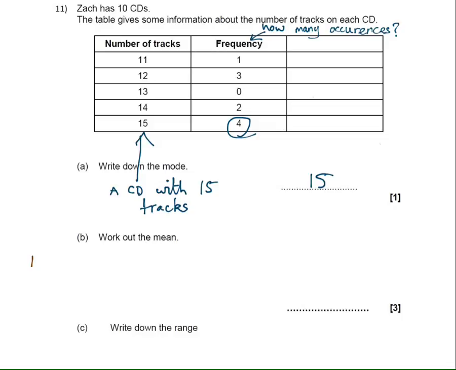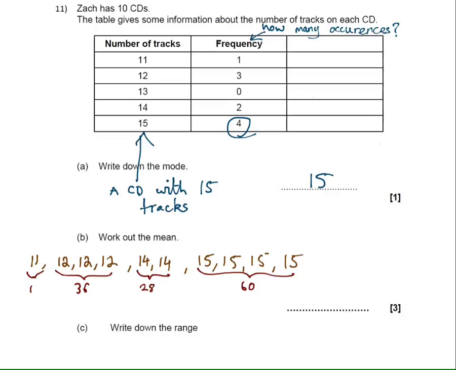One way to do this would be just to list the data in its original form. So we could say there was one CD with 11 tracks, 3 CDs with 12 tracks, no CDs with 13 tracks, 2 CDs with 14, and 4 CDs with 15. So that would be what the data might look like in its original form as a list. To find the mean, we're going to need to work out the total of this. So we add them all up, and we get 135. And if we look at how many data bits we've got, 10 data bits, so we divide it by 10.